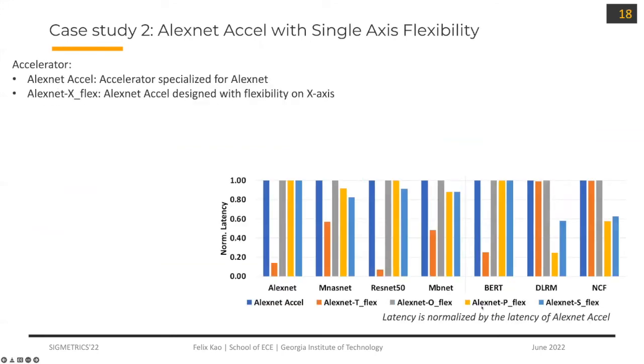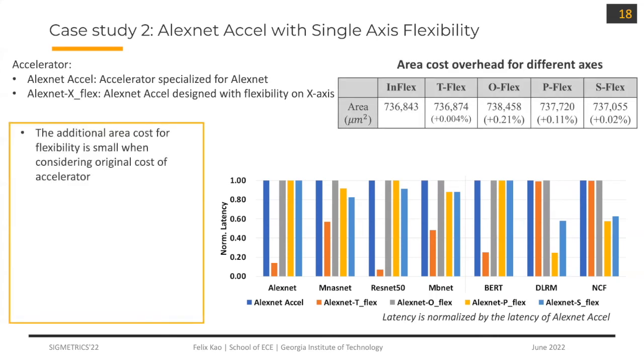Now let's start to add flexibility into the AlexNet accelerator. For example, AlexNet T-flex means what if we added T-flexibility in the accelerator when we were designing the AlexNet accelerator in 2014? First of all, given the buffer size and number of processing elements, these are the area costs of each flexibility axis. One thing we can notice is that the additional area cost is not that significant if we amortize it to the cost of the entire accelerator.